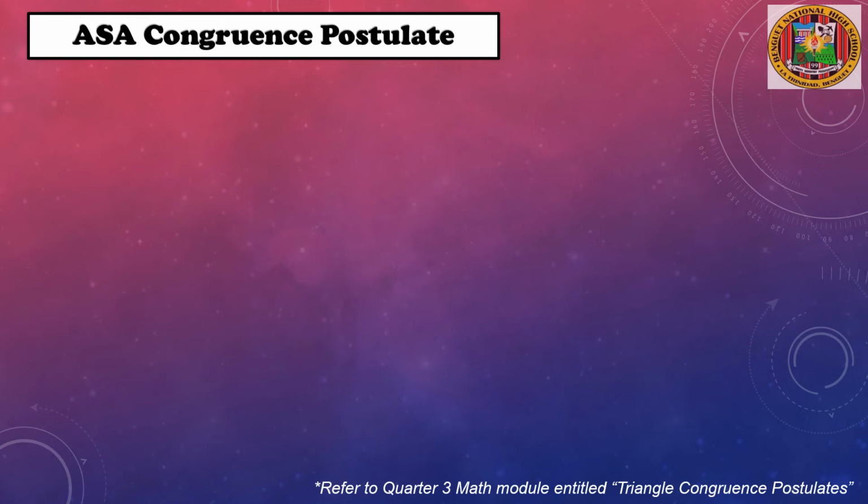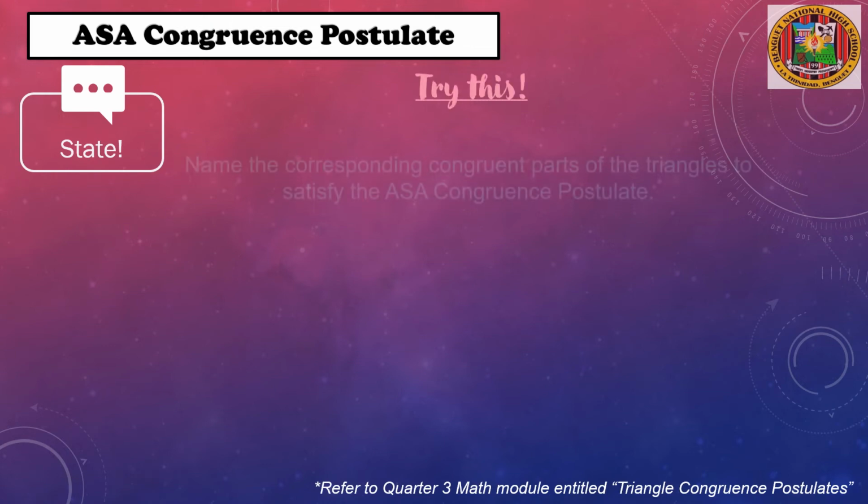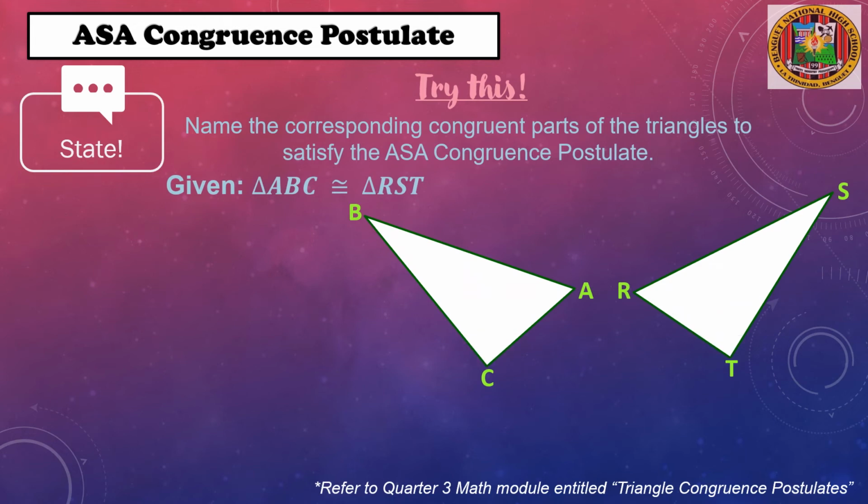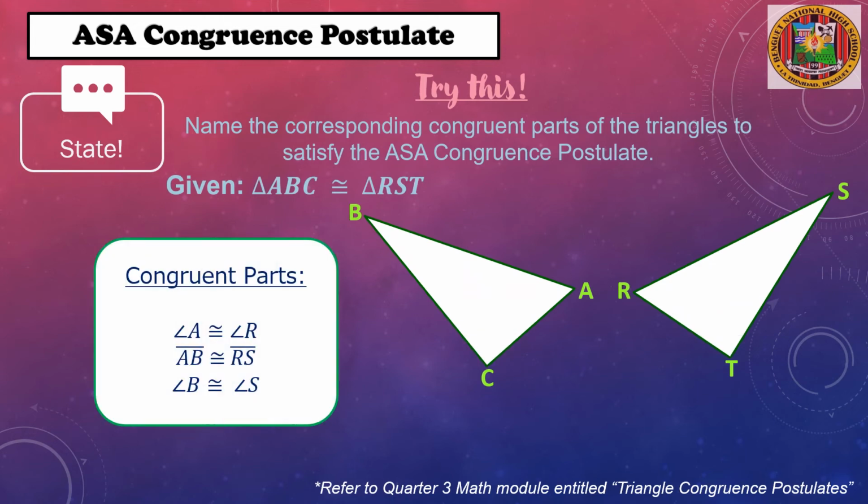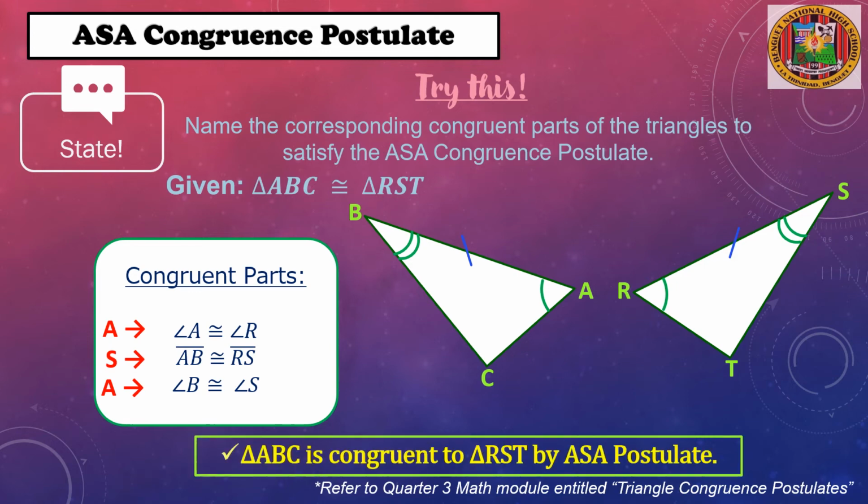Now that we have named the corresponding congruent parts in the triangles, we state our conclusions. Given that triangle ABC is congruent to triangle RST, the congruent parts that will satisfy the ASA congruence postulate are the angles A and R, the sides AB and RS, and the angles B and S. Since these parts are congruent to each other, then triangle ABC is congruent to triangle RST by ASA postulate.